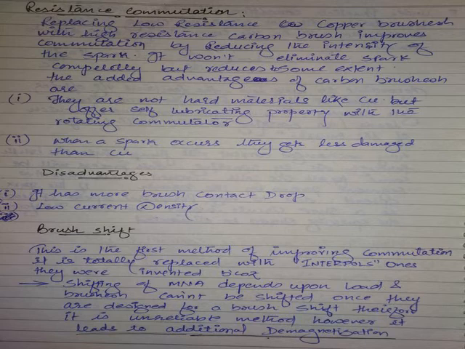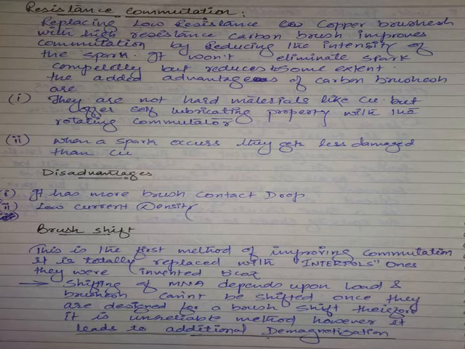Why are you preferring high resistance carbon brush, even though it will produce approximately 2 volts brush contact drop, while copper will produce only 1 volt brush contact drop? In total, for 2 brushes, 0.5 and 0.5, this is 1 volt per brush. So carbon has more voltage drop, the brush contact drop. Why?